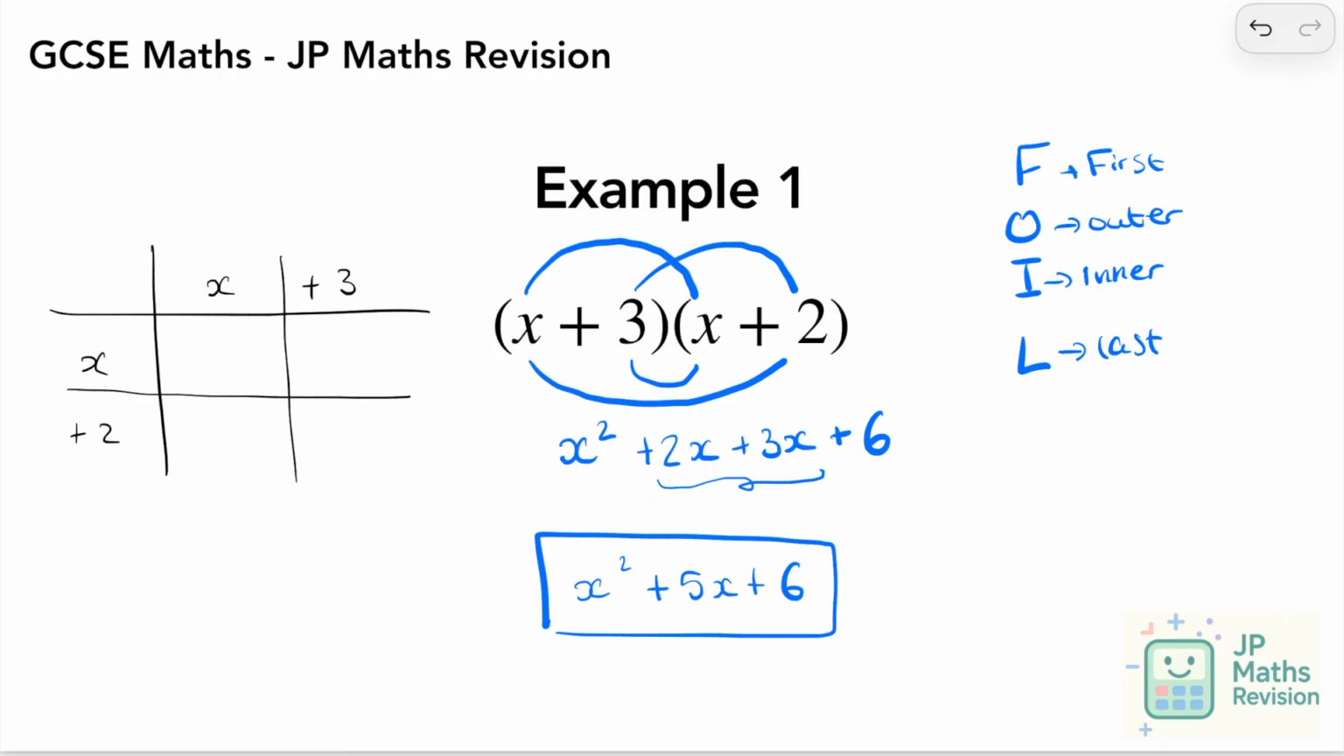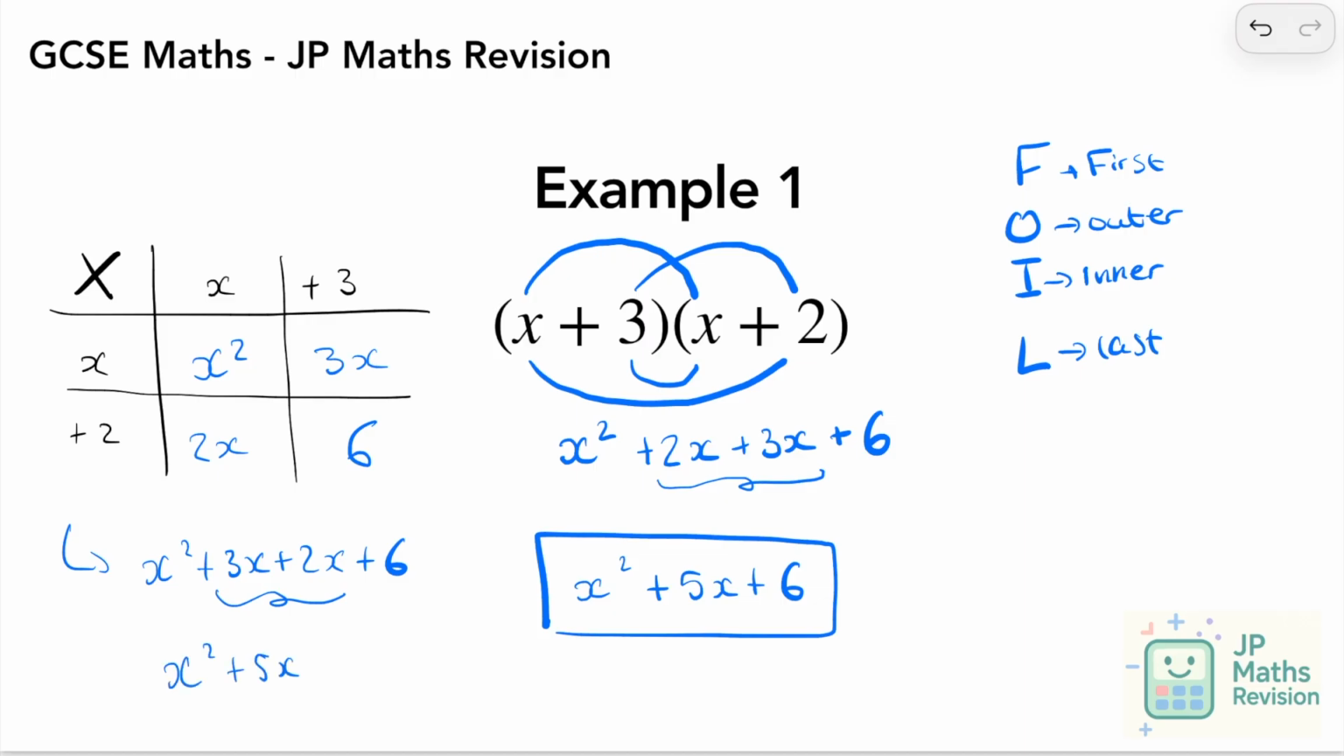So this table, we are multiplying everything. So I'm going to put times for multiplying. We're multiplying the same terms by each other, but it's just laid out slightly differently. So x times x, that is x squared. And then x times plus 3, that is 3x. X times plus 2, that is 2x. And then plus 2 times plus 3, that is 6. And then we write them all out, so we have x squared plus 3x plus 2x plus 6. So simplifying that, so 3x plus 2x is 5x, so we end up with x squared plus 5x plus 6, which is exactly as what we had before.